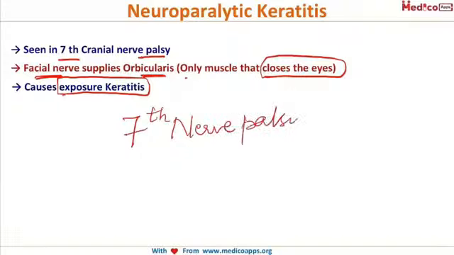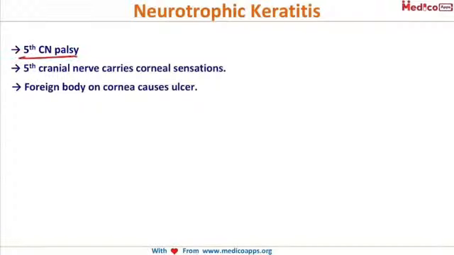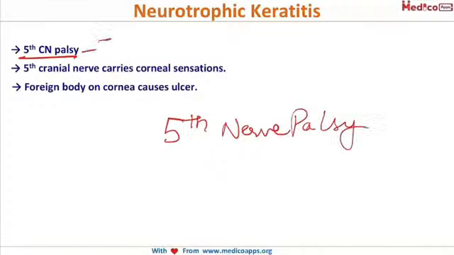Now another condition similar to this but much different is neurotrophic keratitis, and this is due to your 5th cranial nerve palsy. It is called neurotrophic keratitis. That is trigeminal nerve. Now these two can be getting confusing in your exam. So I would like to give you an easy way to remember. T is present in trigeminal nerve and neurotrophic as well. So trigeminal, trophic, both TR. So neurotrophic due to trigeminal, that is 5th cranial nerve palsy.